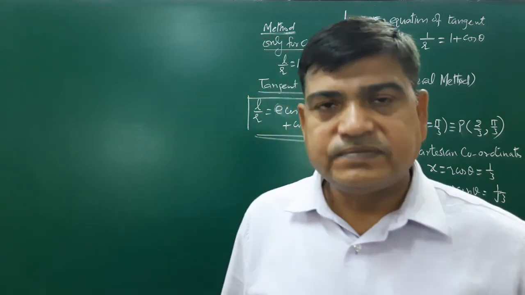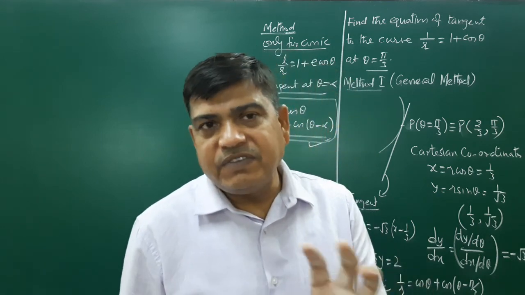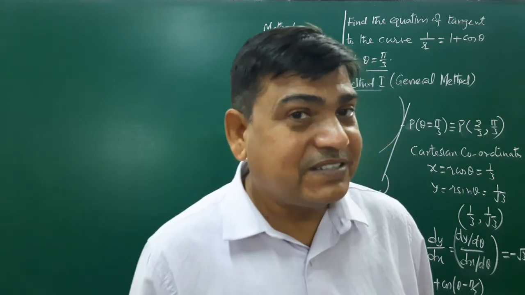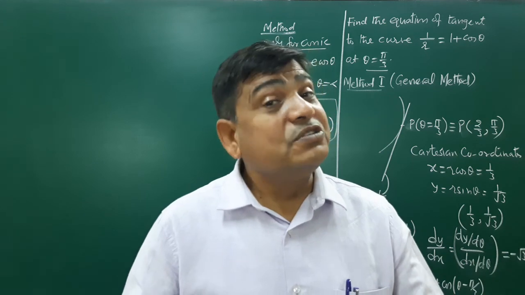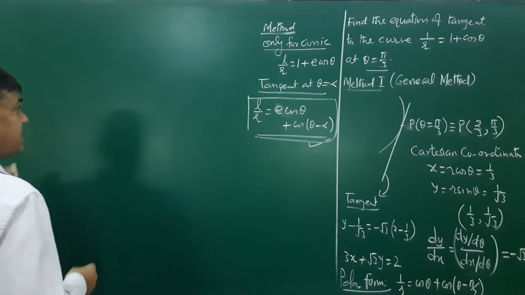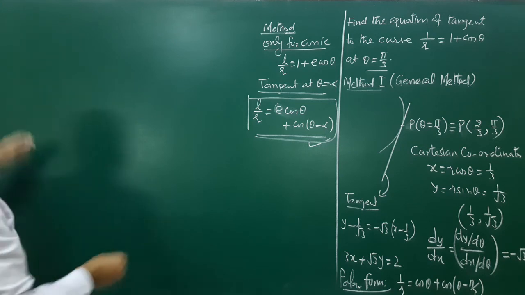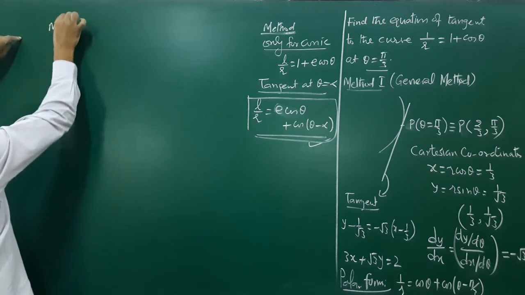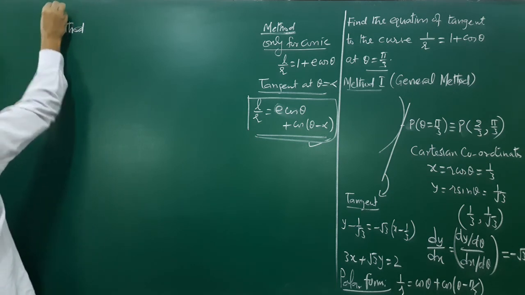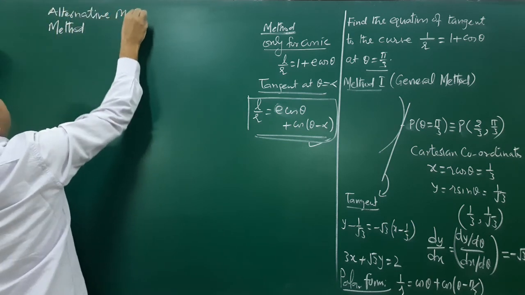Now method third. To find the slope, actually in the third method we reduce the time while calculating dy by dx. And what is dy by dx? Slope of tangent, that is tan psi. So we calculate the angle psi by using the previous article. So let us say, alternative method. Okay.